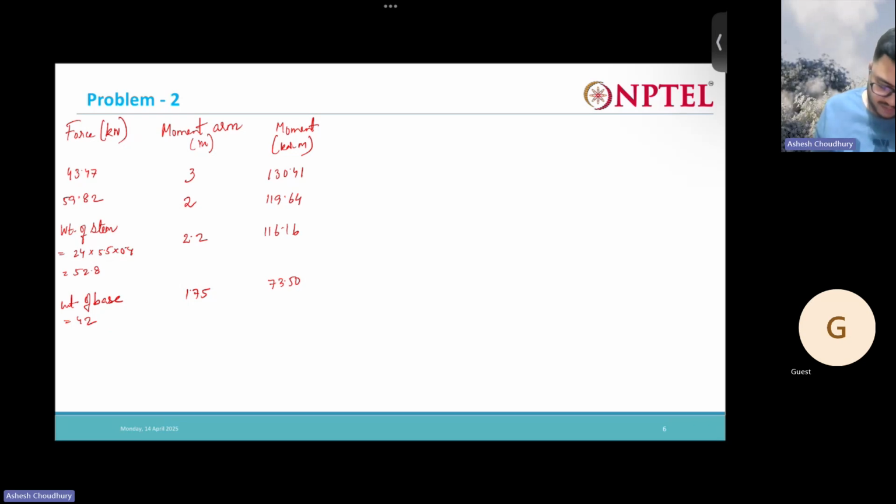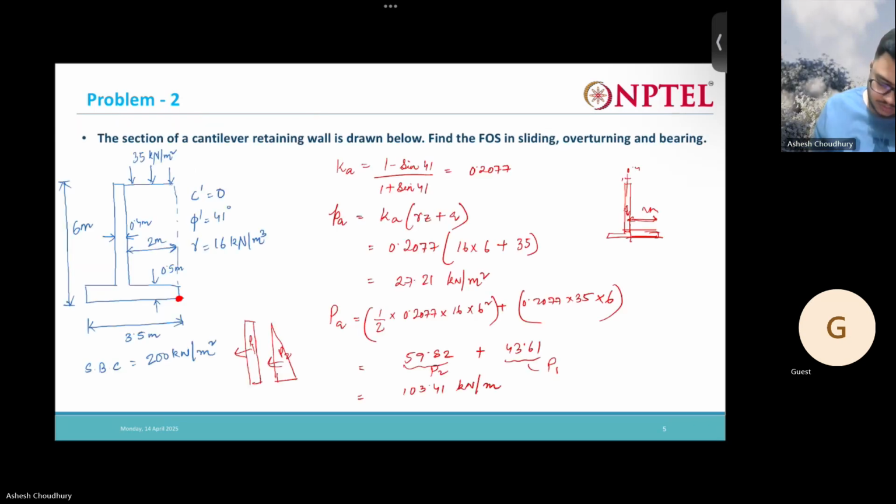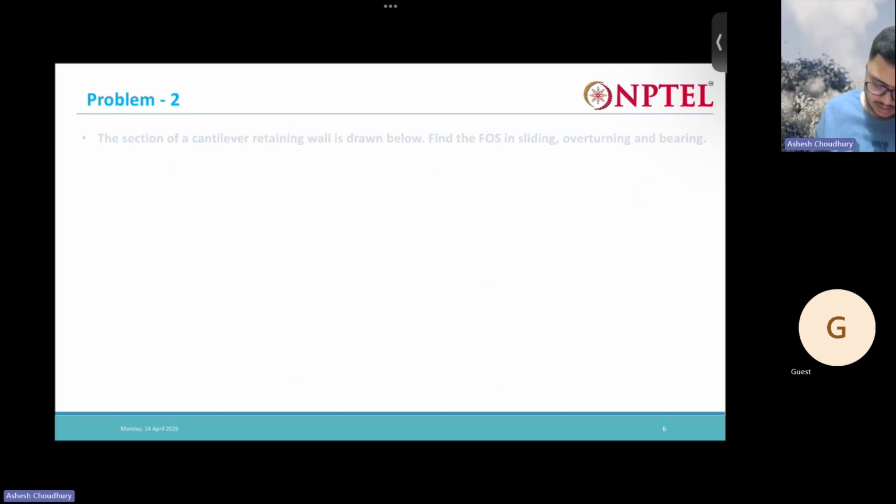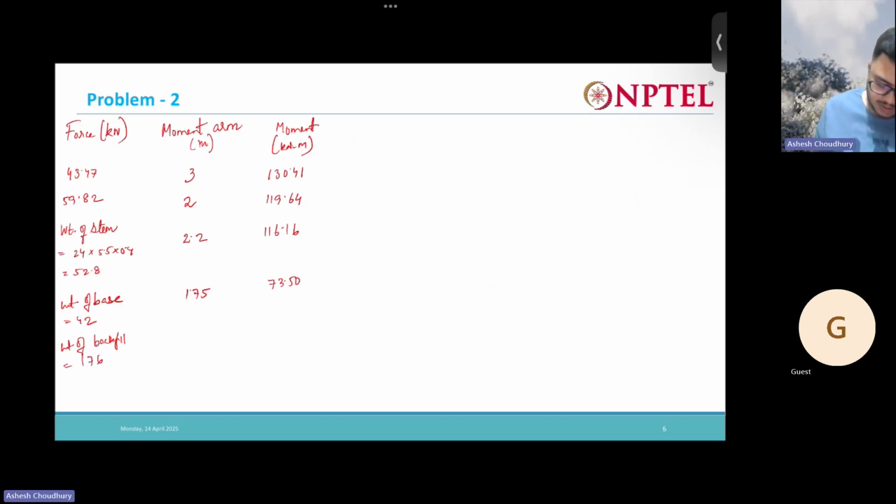Then we have the weight of backfill. Weight of backfill is what? 2 times this height, 5.5 times 16, which is 176, and this is going to be at a distance of 1 meter.